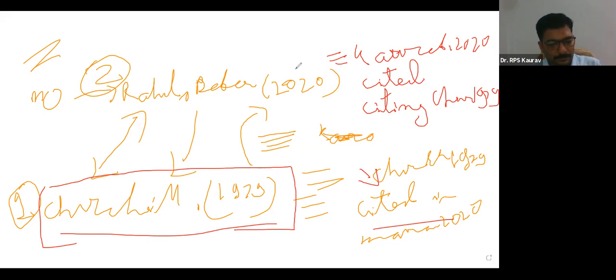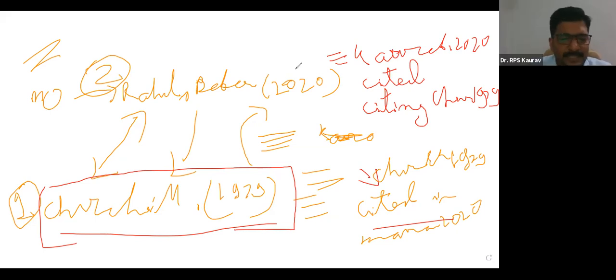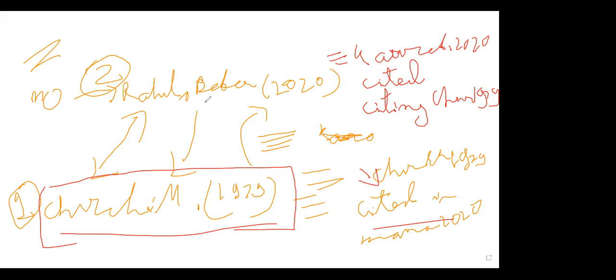Sir, in case of an SLR paper, how do we start? If it is an SLR paper, then definitely you'll have to start from 1979 and then 2020. Then Korob will take place after 2-3 pages, not on the same page. Right, sir. Thank you, sir.